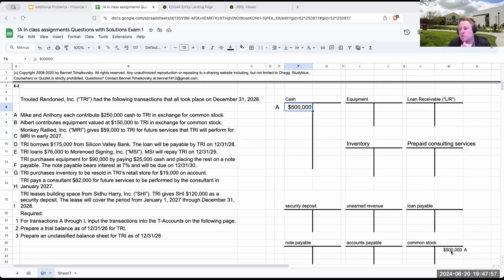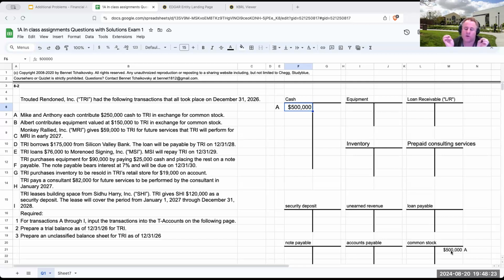Now, for those of you who are more advanced and you're just coming upon this video, you might be saying, Bennett, what about common stock at par? And what about additional paid-in capital common stock? Are Mike and Anthony accredited investors? Well, that one's like a legal question, but the additional paid-in capital common stock and common stock at par will be things we'll be looking at when we get over to owner's equity, when we look at that chapter.